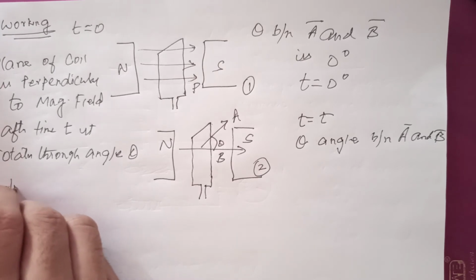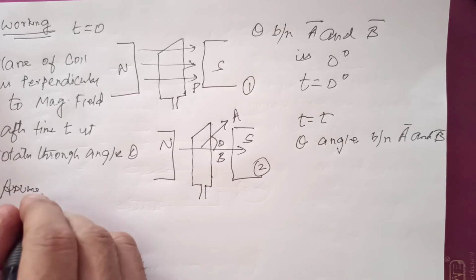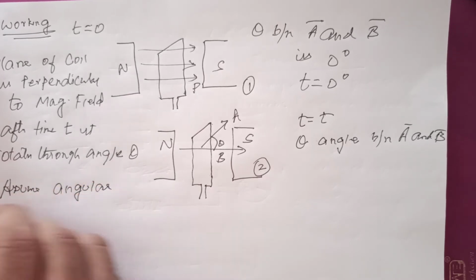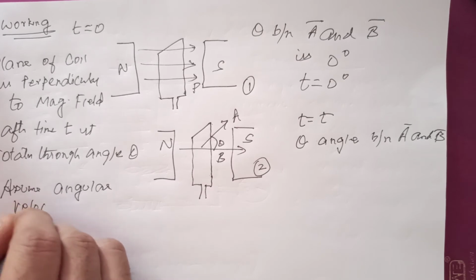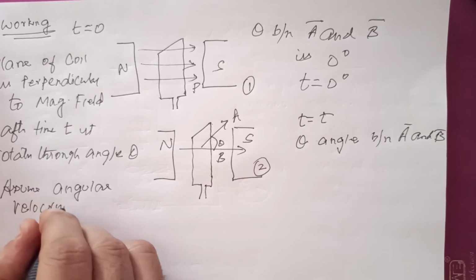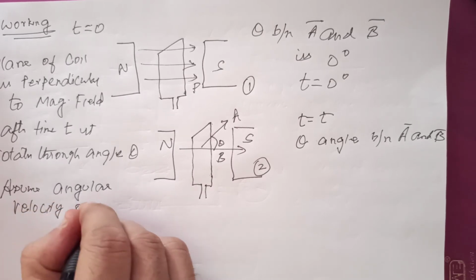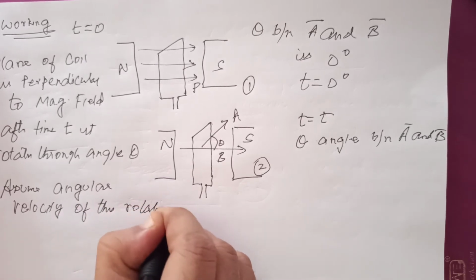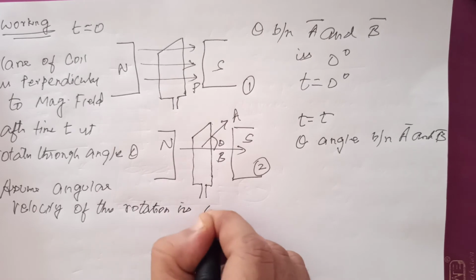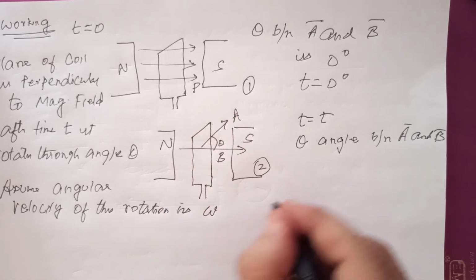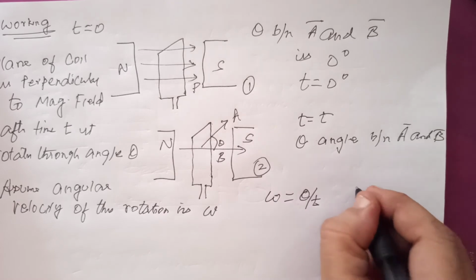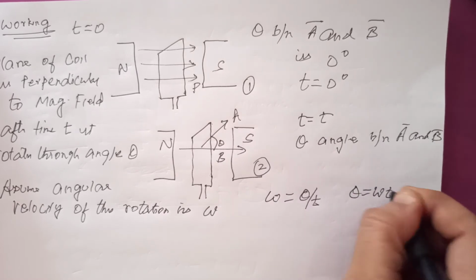Now assume the angular velocity of this rotation is omega. Now omega can also be written as theta by t, or theta is equal to omega t.